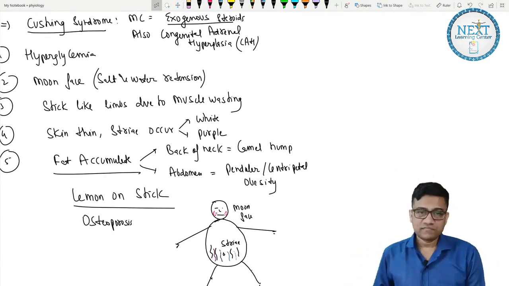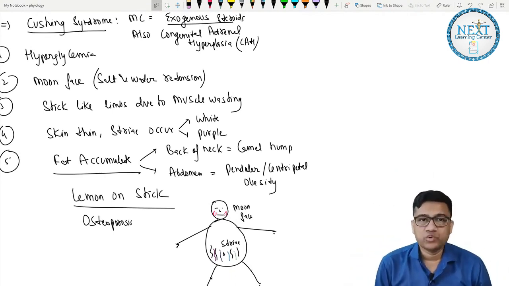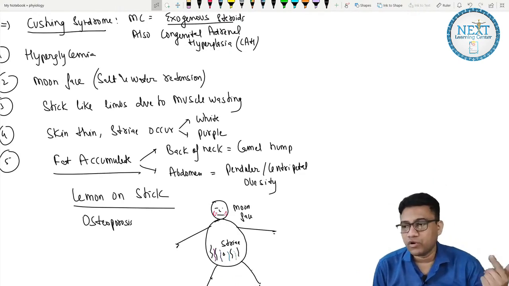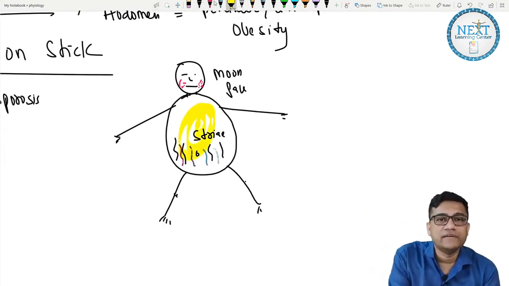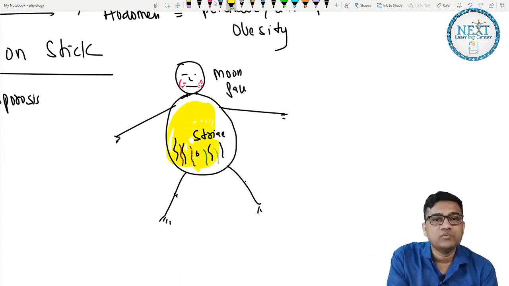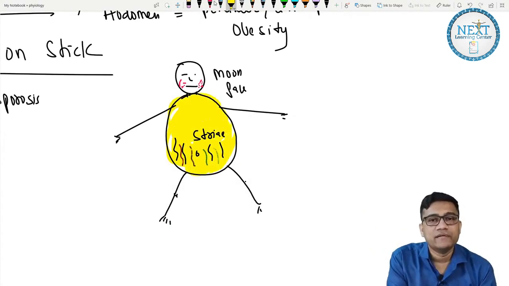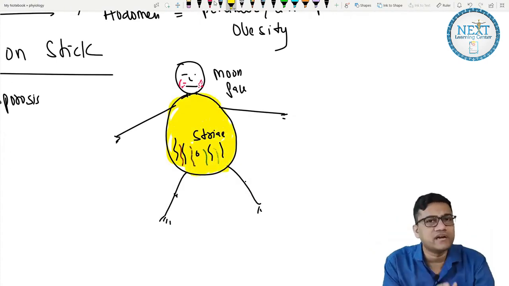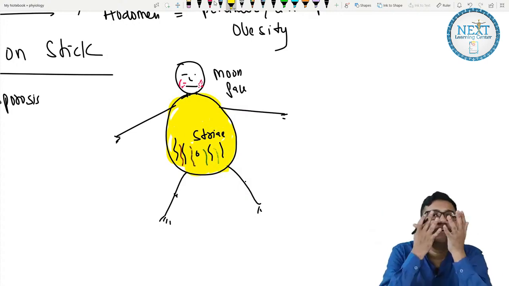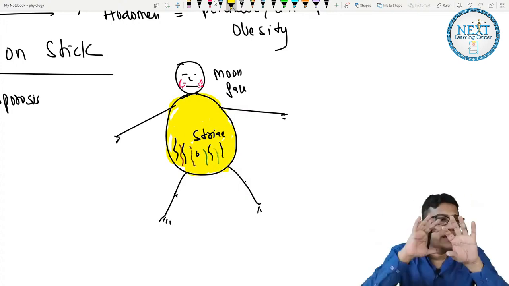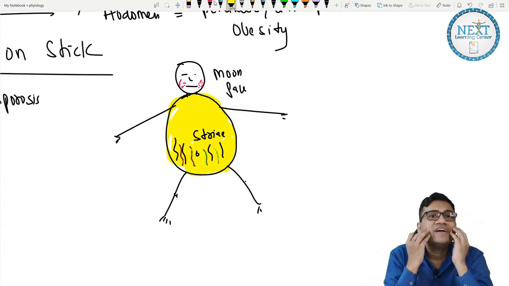Okay, so let me show you the picture so you'll remember it always. So remember, this is the abdomen, the lemon, and how are the arms and legs? Exactly like sticks. It's a very clear-cut picture, you will not forget this ever. And the face is almost swollen like a circle and there are red cheeks. Why? Because of polycythemia, RBC.